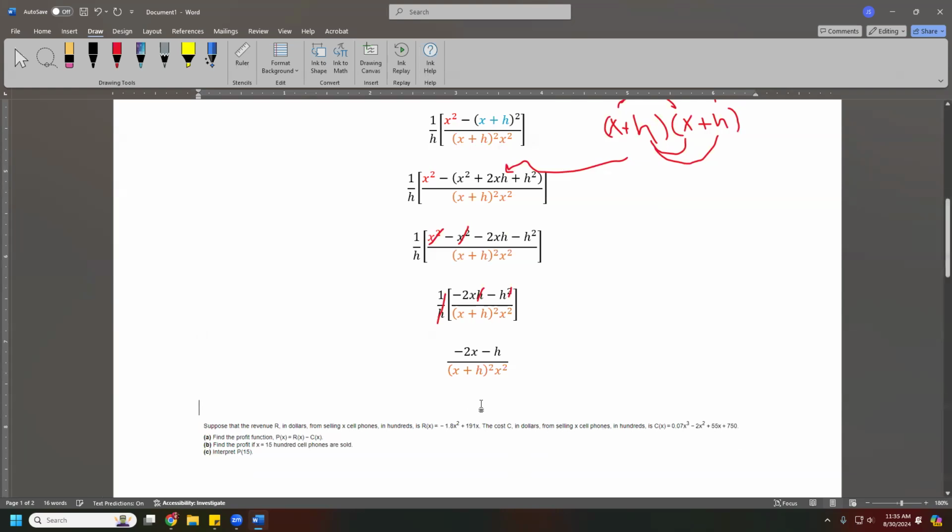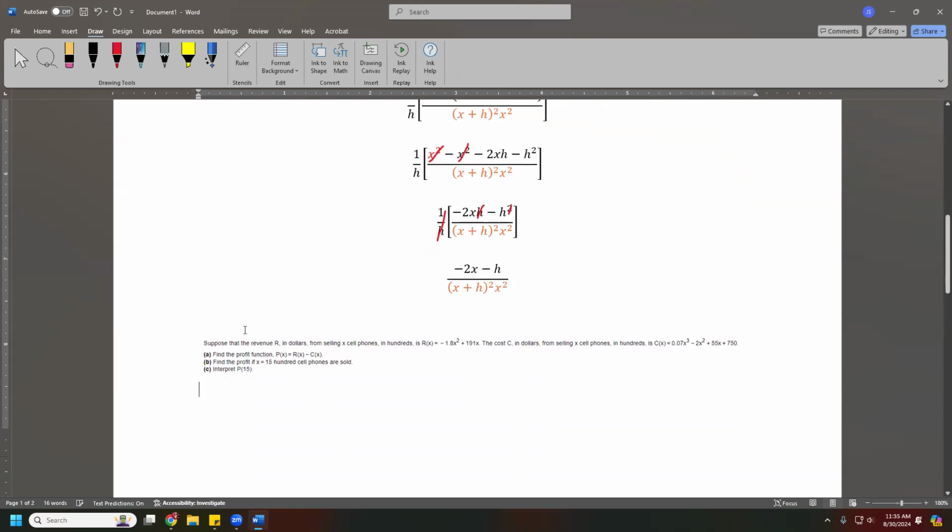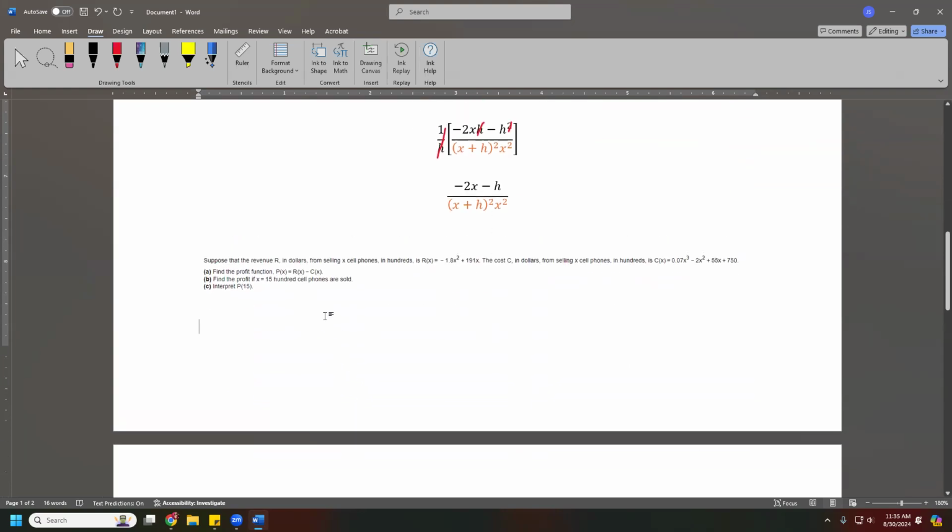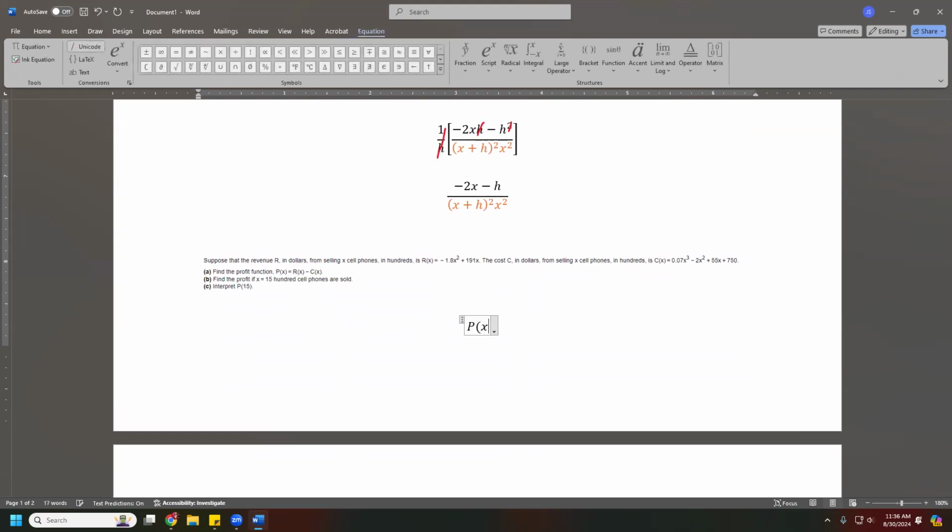Okay. Next up for the word problem. The revenue in dollars from selling phones is this. The cost is this. Profit is typically revenue minus cost, and you can see that that's what they're saying here. So finding the profit function is just as simple as doing what it says on the tin. So P of x is equal to R of x minus C of x.